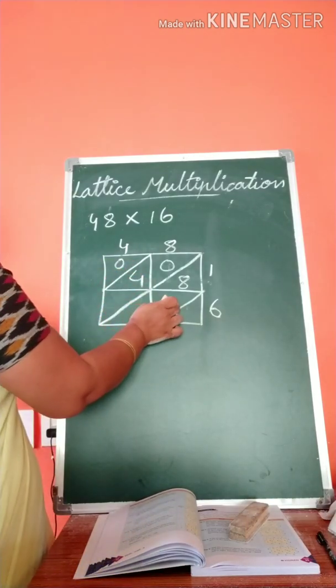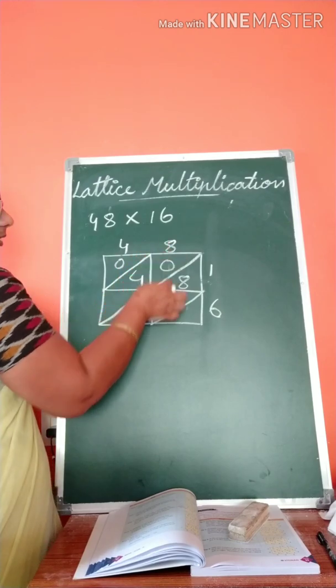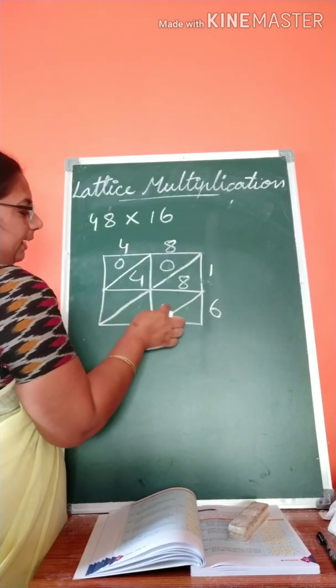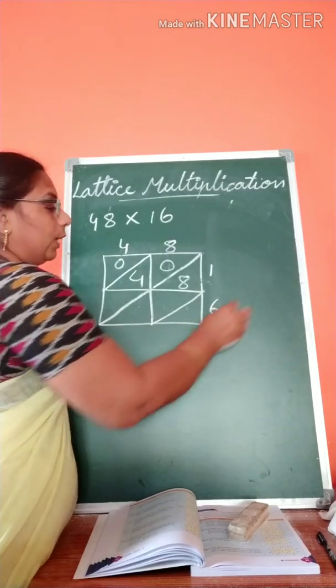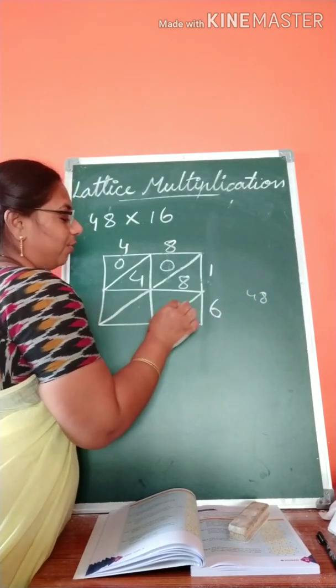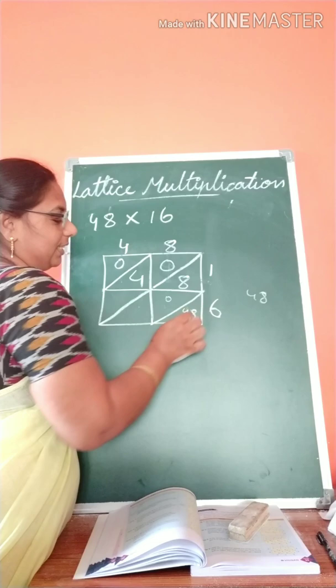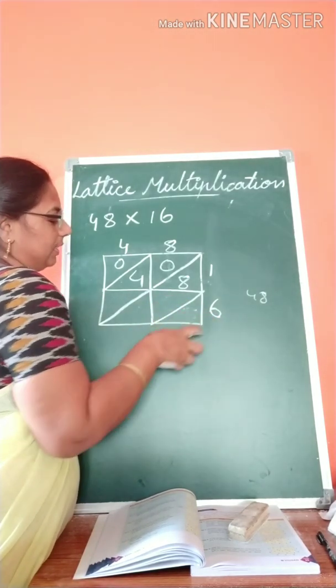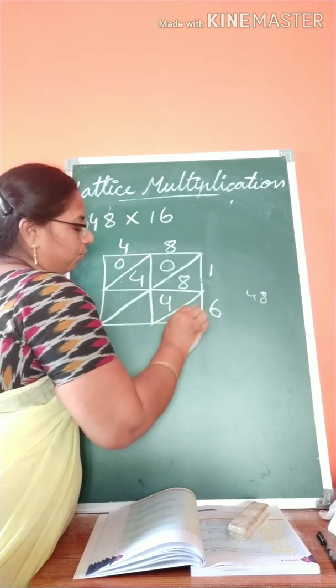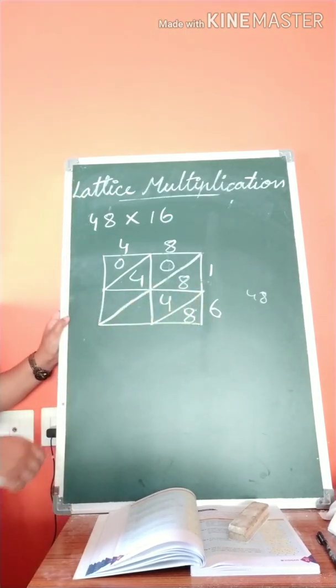Next, coming to this box. See, it is 8, 6. So 8 6s are 48. How to write 48? 0, 4, 8 we should not write, children. However, we have 2 boxes, right? So one digit you write in one box. It is 48. 4, 8.